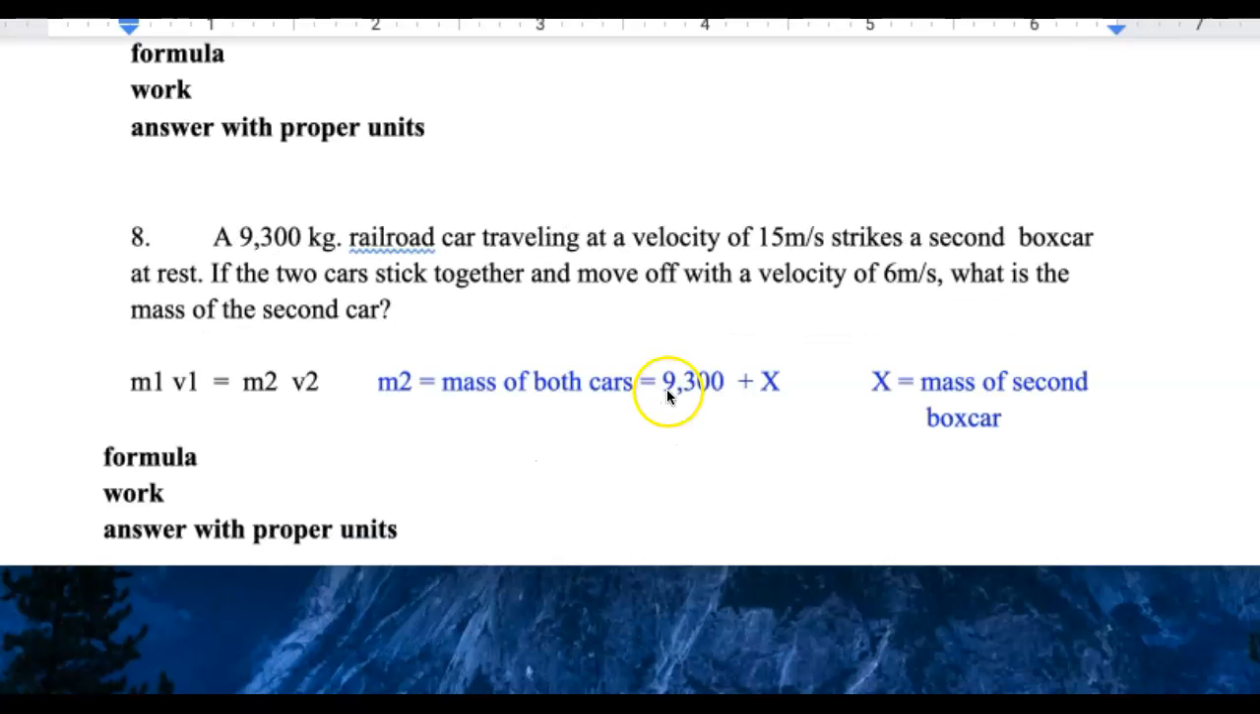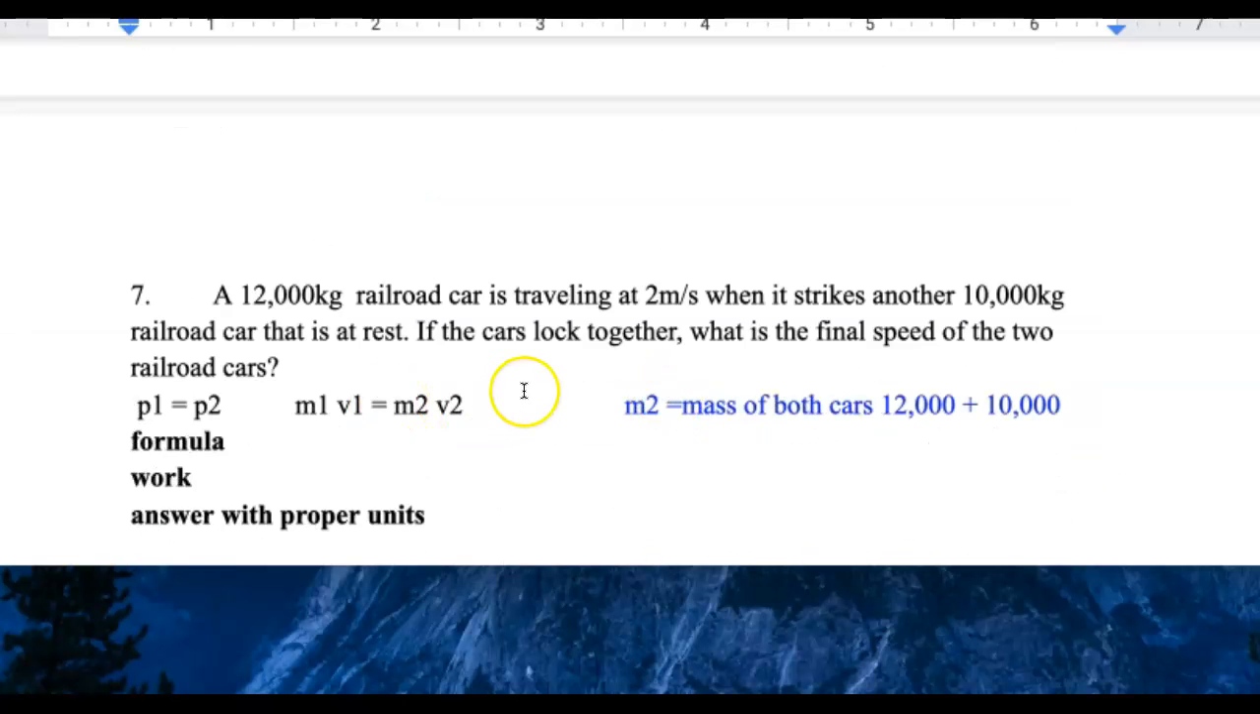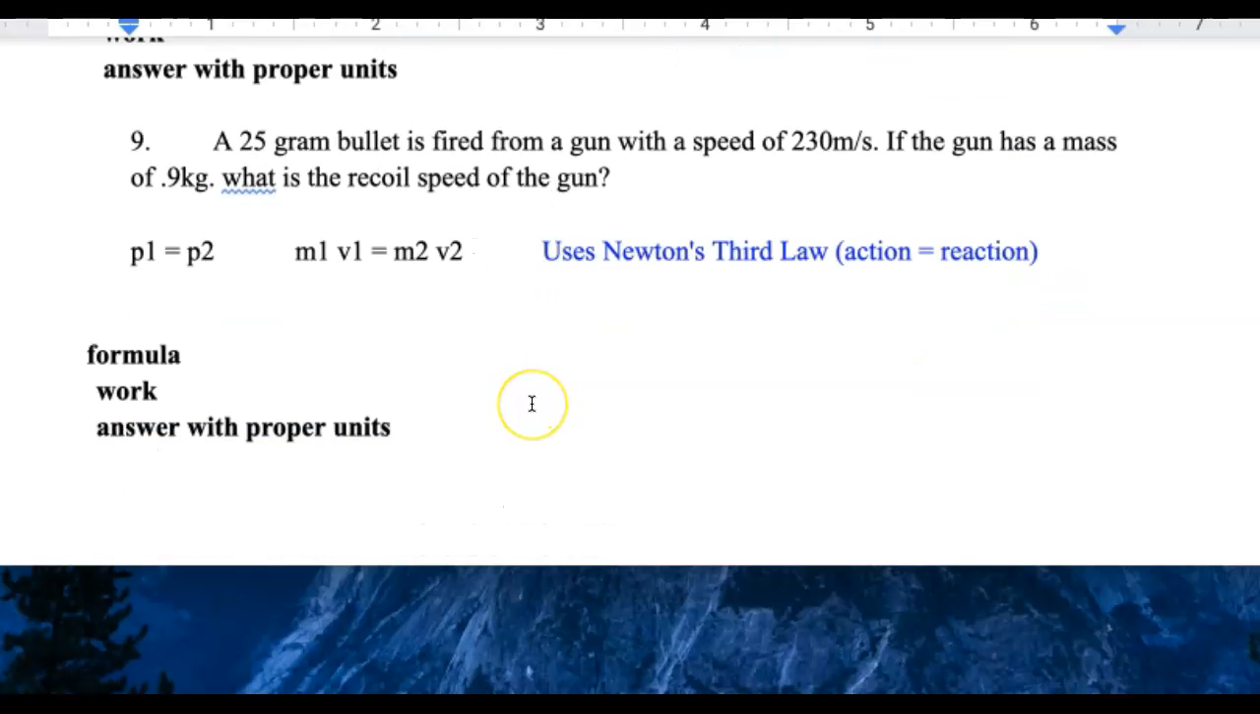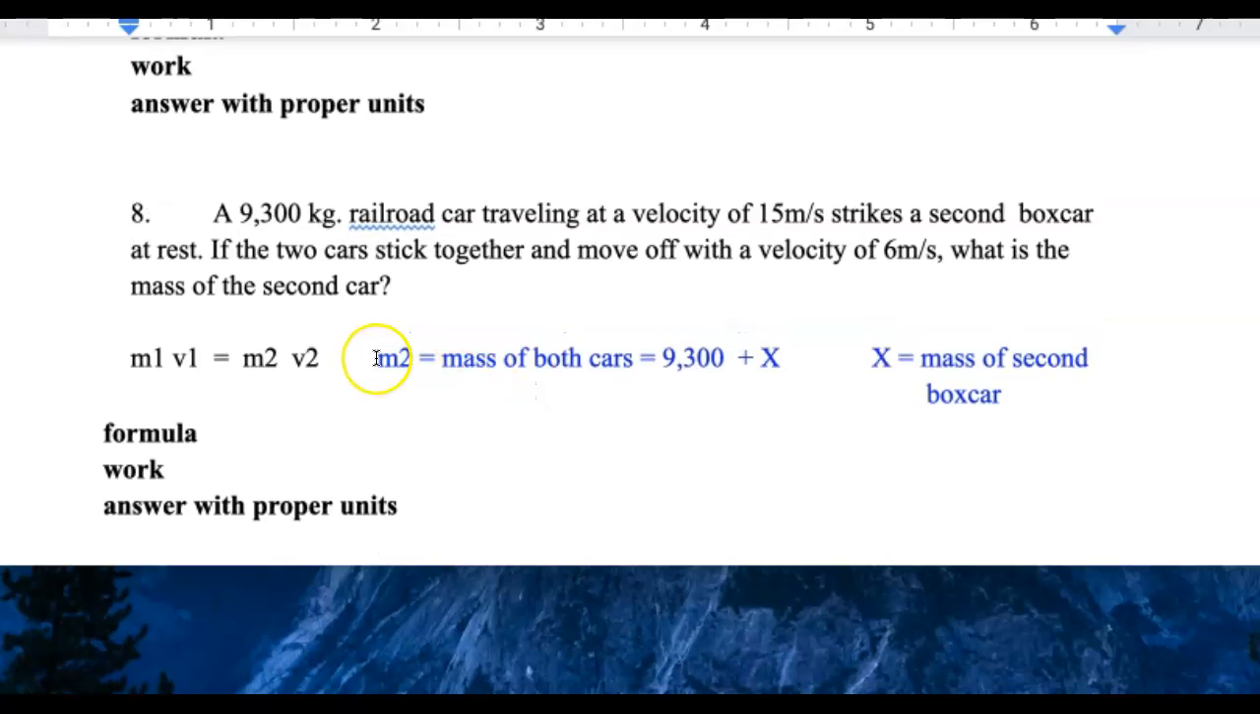All right, and then you have numbers 7, 8, and 9. Use a little bit more thinking, and I want you to pay attention. If I have a 9,300 kilogram railroad car traveling at a velocity of 15 meters per second, it strikes a second boxcar at rest. If the two cars stick together and move off with a velocity of 6 meters per second, what is the mass of the second car?